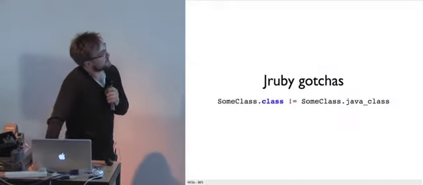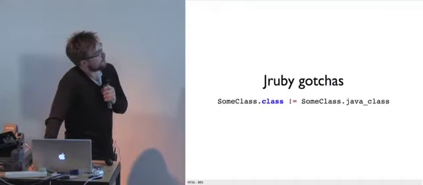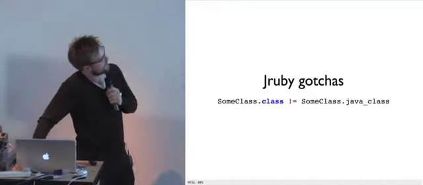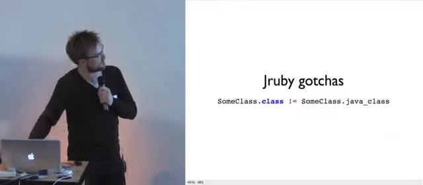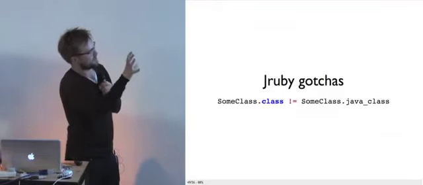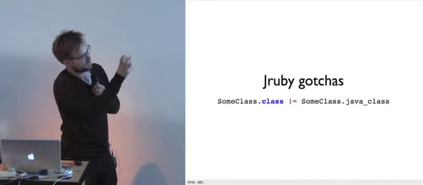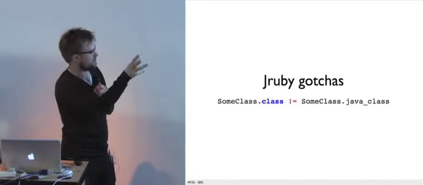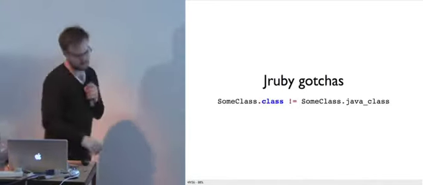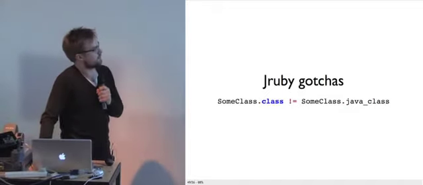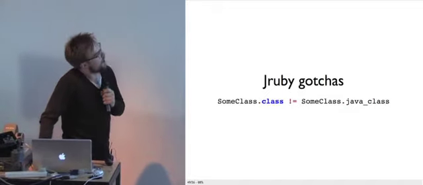The other thing is when you have a class that's been imported from Java, the .class method refers to a Ruby object that wraps the Java class. So if you need a reference to the Java class for some kind of dependency injection Java thing, then there's this other java_class method which gives you that, and I wasted hours working that out.